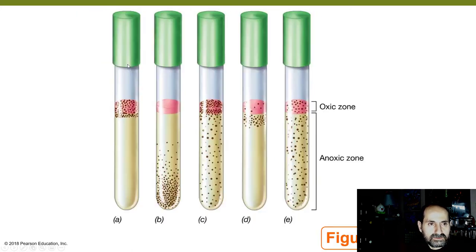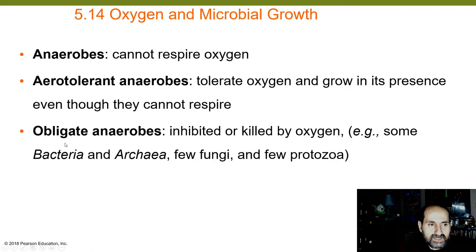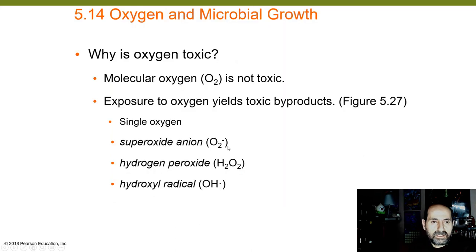So why did I say earlier that anaerobes can get killed by oxygen or inhibited by oxygen? Why is oxygen so dangerous? Well, oxygen itself is not dangerous or toxic when it is in the form of molecular oxygen, O2. However, there are toxic byproducts of oxygen called singlet oxygen, superoxide anion, O2-, hydrogen peroxide, H2O2, or hydroxyl radical, OH-. These are called ROS, reactive oxygen species.